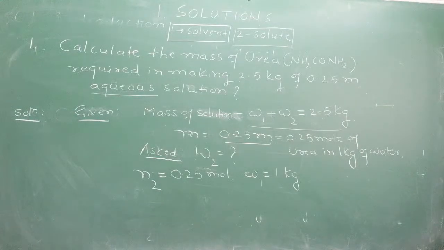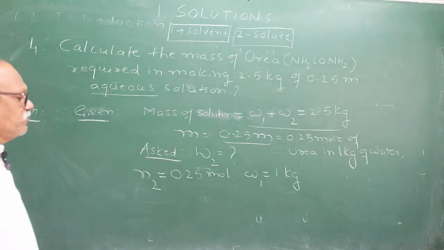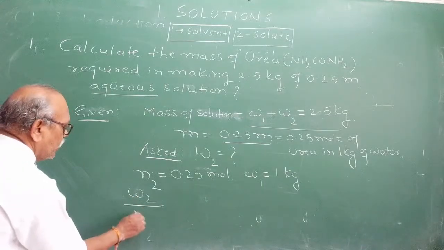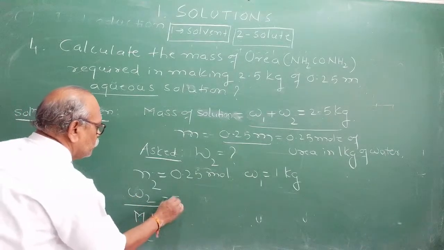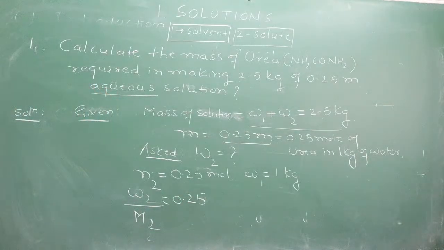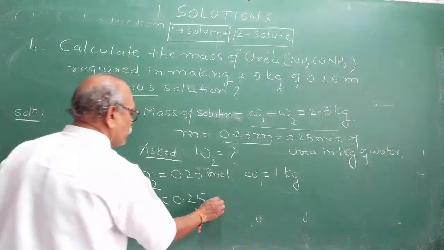Are you getting me? The number of moles is given by W2 divided by the molecular weight of the solute, which is equal to 0.25. Number of moles is 0.25 moles. Now, what is the molecular weight?